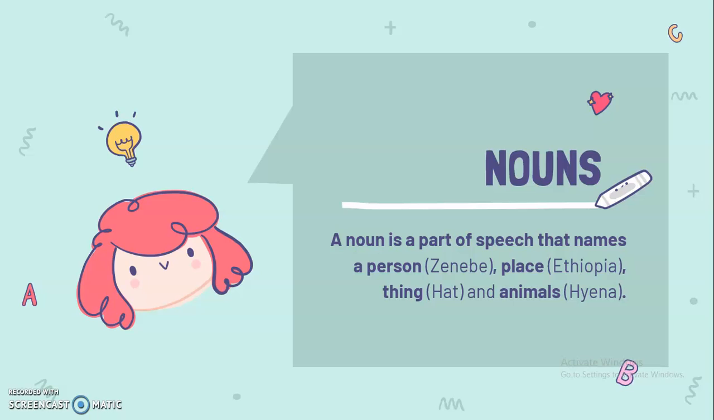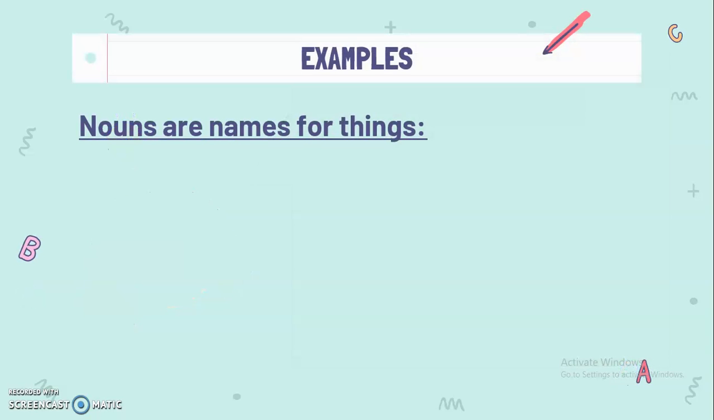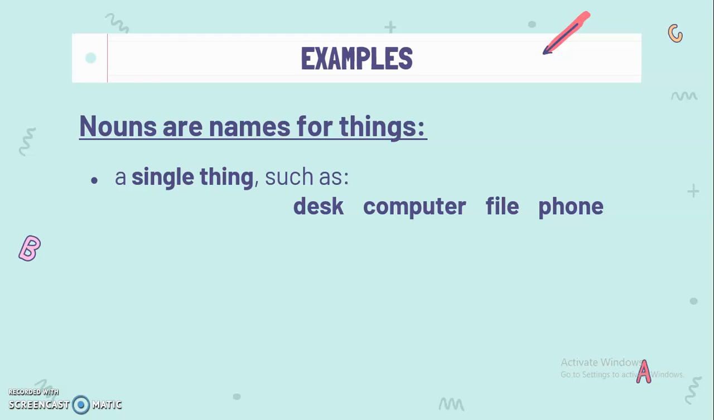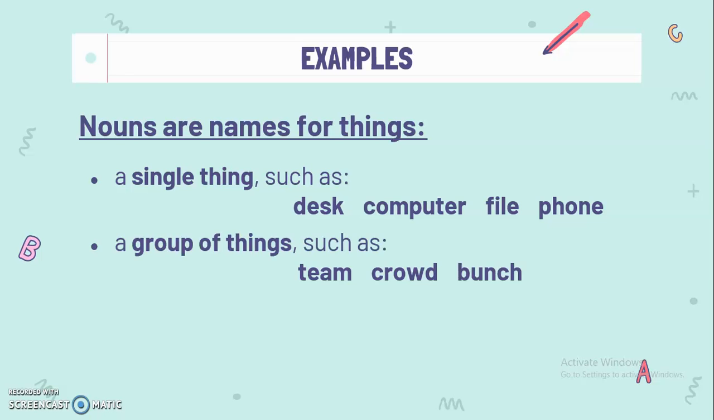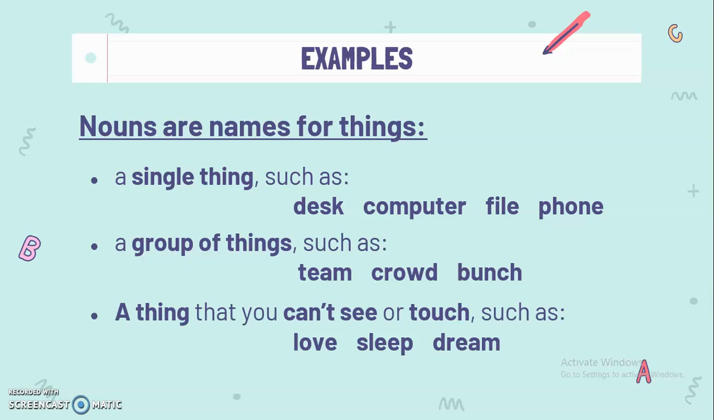A noun is a part of speech that names a person, a place, a thing, animals, and sometimes even ideas. Let me give some examples. Nouns are names for things. It can be the name of a single thing, such as desk, computer, file, phone. It can be the name of a group of things, such as team, crowd, or bunch. It can even be the name of a thing that you can't see or touch, such as love, sleep, dream.